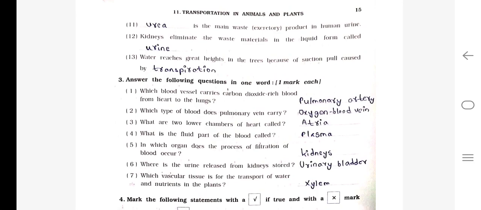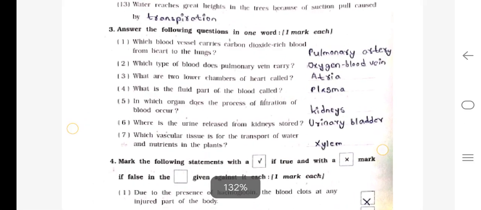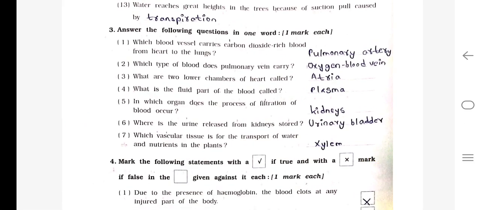Number 13. Water reaches great heights in trees because of the suction pull caused by dash. So answer is transpiration. Question number 3. Answer the following questions in one word. Number 1. Which blood vessel carries carbon dioxide rich blood from the heart to the lungs? Answer, pulmonary artery.